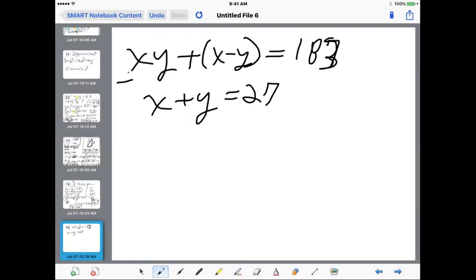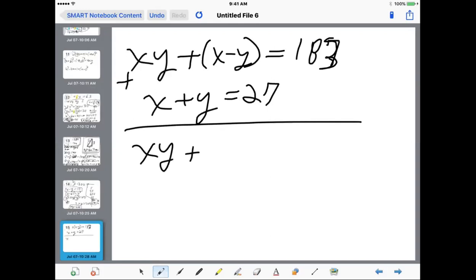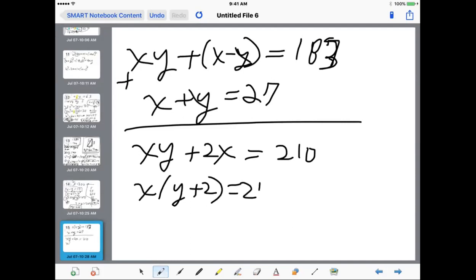Their method is to add these 2 equations together, and they get xy plus 2x, these y's end up canceling out, is equal to 210. Then they factor out the x. And you see we have now like a product. X times another thing is 210.